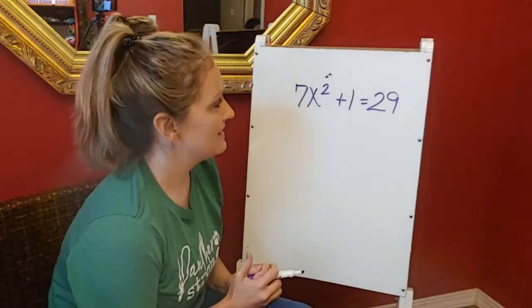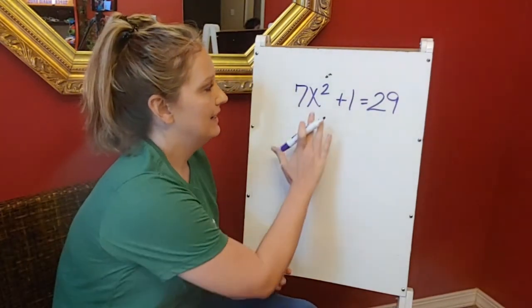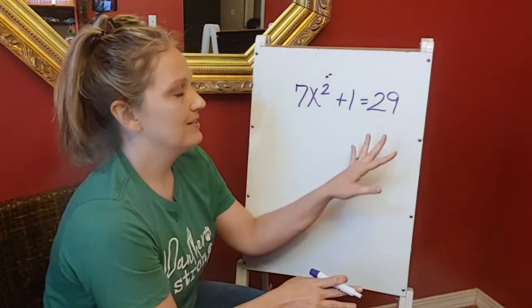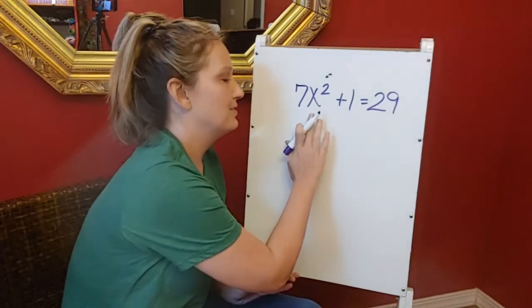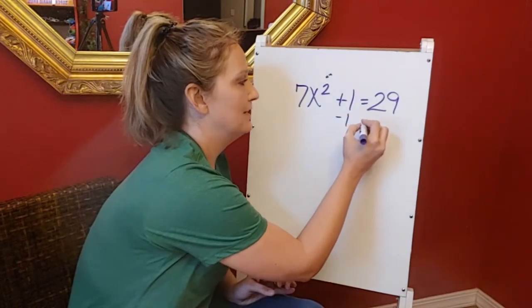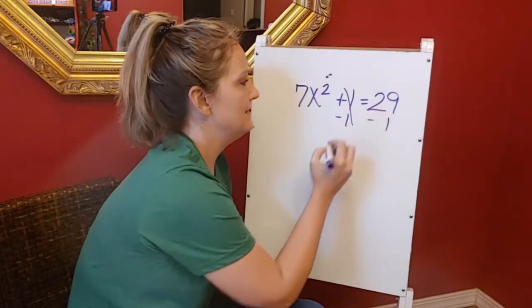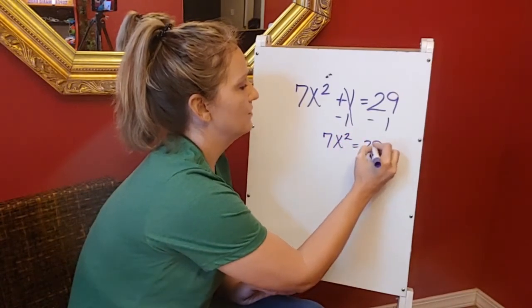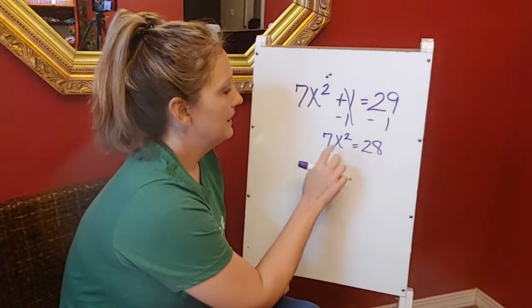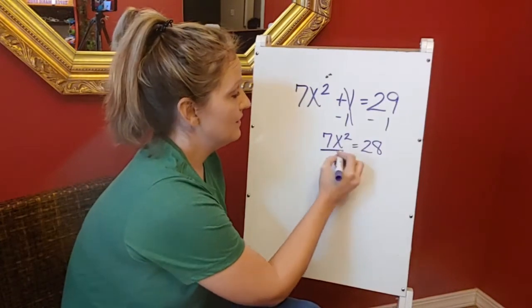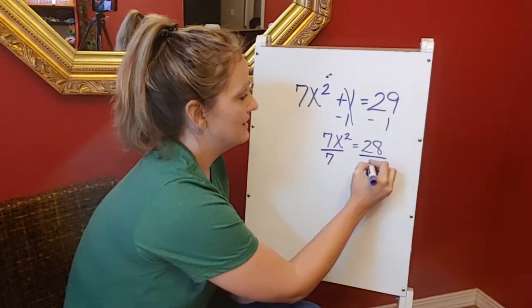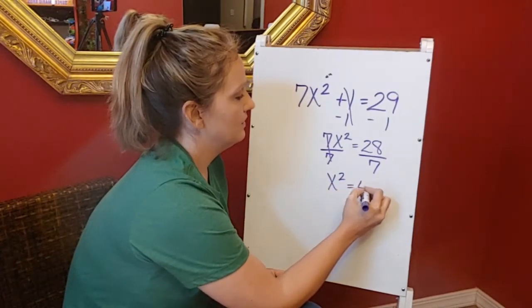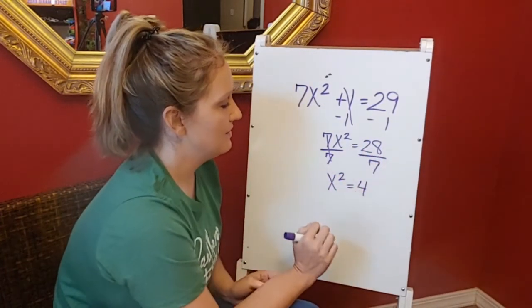So on these, we're going to try to get our x squared by itself. So we're going to solve this like a normal equation and get x squared by itself. I'm going to start off by subtracting 1 from both sides. So 7x squared equals 28. Then I'm still working on getting x squared by itself, so I'm going to divide both sides by 7. And x squared is equal to 4. 28 divided by 7 is 4.